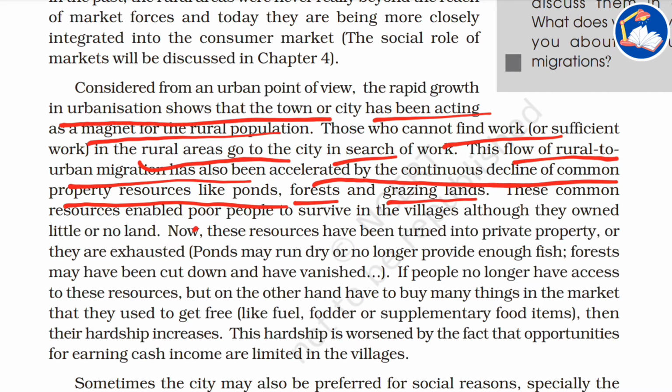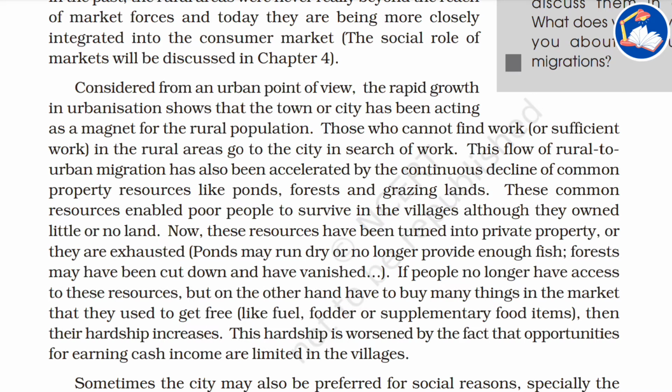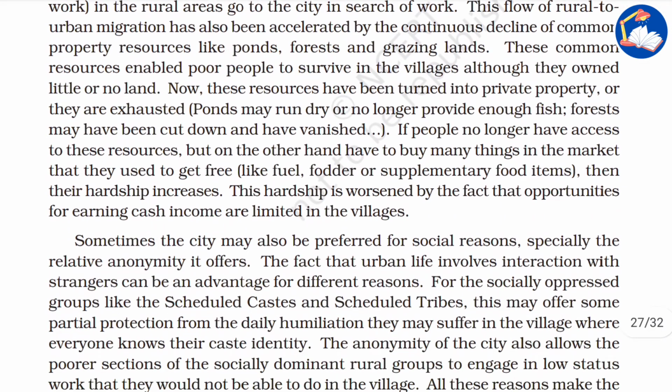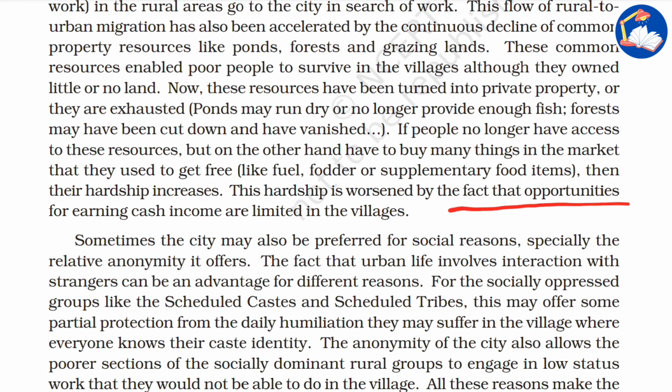These common resources enabled poor people to survive in the villages although they owned little or no land. Now these resources have been turned into private property or they are exhausted. If people no longer have access to these resources, but on the other hand have to buy many things in the market that they used to get for free, like fuel, firewood, supplements from other natural producers, then their hardship increases. This hardship is worsened by the fact that opportunities of earning cash income are limited in villages.